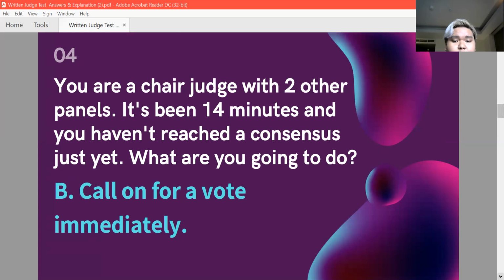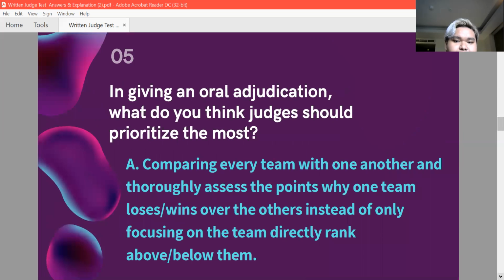Nobody's going to like that. People will not like that. So yeah. Question number 5. In giving an OA, what do you think judges should prioritize the most?